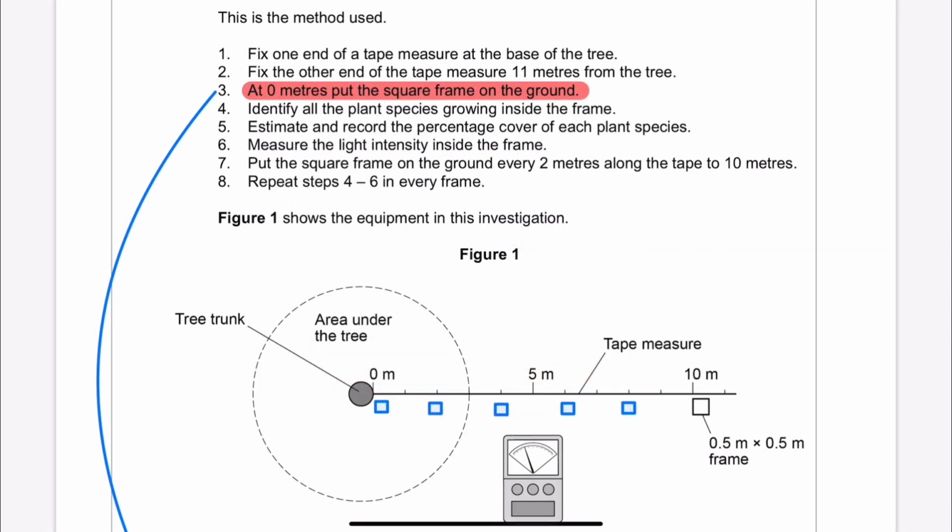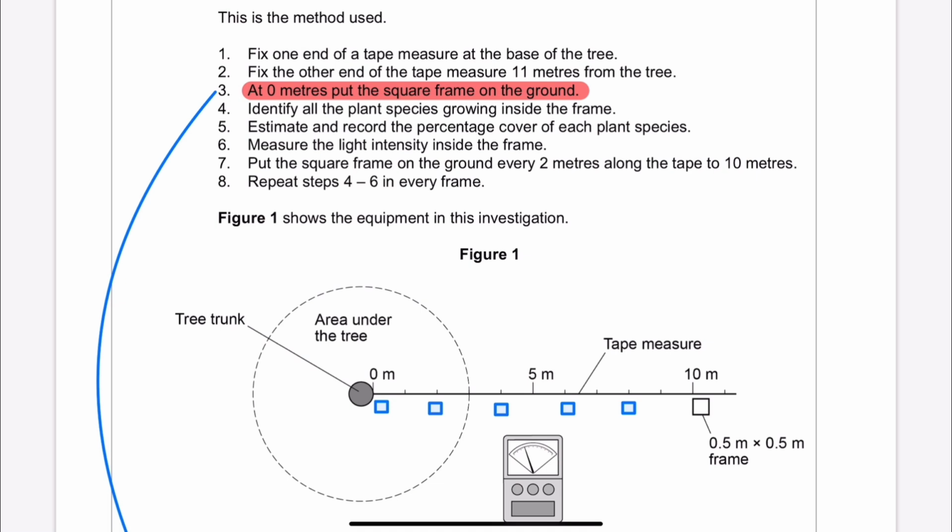The method used by the students is described here. Fix one end of a tape measure at the base of the tree. Fix the other end of the tape measure 11 meters from the tree. At 0 meters, put the square frame on the ground. Identify all the plant species growing inside the frame. Estimate and record the percentage cover of each plant species. Measure the light intensity inside the frame.